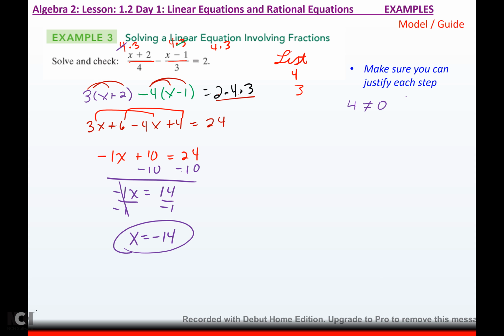Denominator, you can never equal 0. Well, there's not even an x in it, so there's no chance. Mr. Denominator 3 may never equal 0. Well, there's no x in it, so this ain't going to happen. So there's no restrictions, which means I can keep whatever answers I get. So I got x equals negative 14.